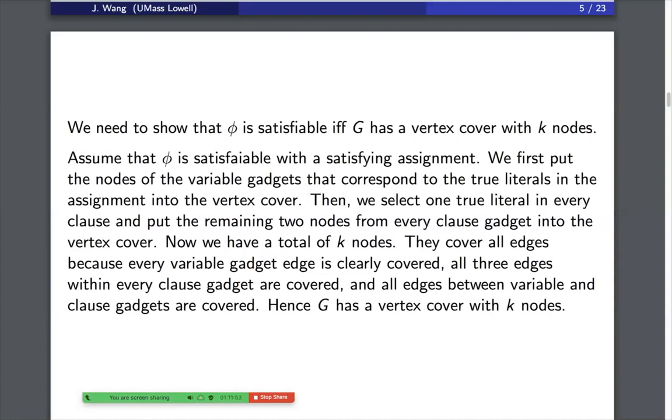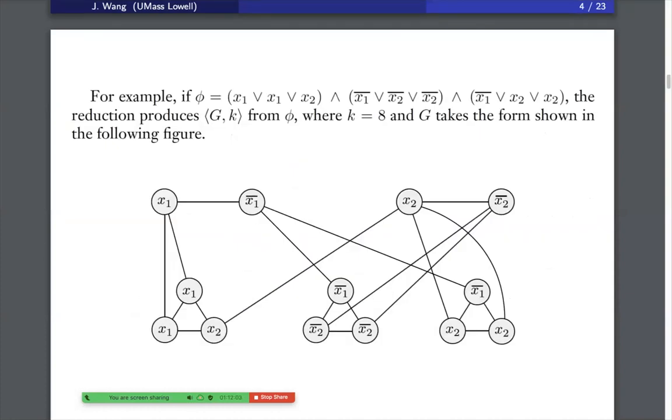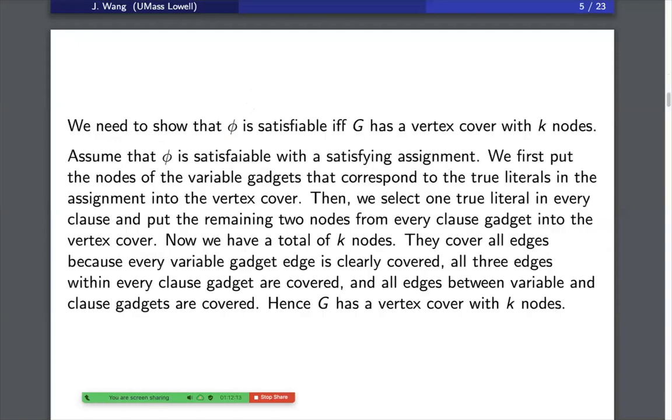Then, okay, now this is the first part. We put the nodes of the variable gadgets. So a variable gadget in this example, this is a variable gadget. We are going to put S1, S2 in the assignment, that corresponds to the, okay, so my time is up for the first half, so I'm going to stop here.